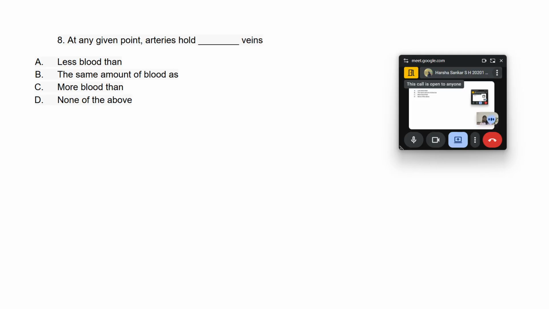So what is the correct answer? Arteries hold less amount of blood because the walls are thicker, right? So less blood than veins. Option A is the correct answer.